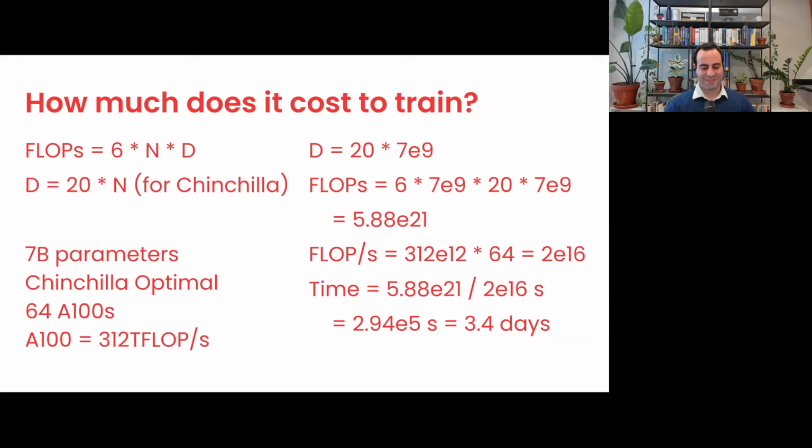And so you can see that gives me 2.94 times 10 to the 5th seconds. That doesn't mean very much to me as a human being, but 3.4 days does. And that's how long this is going to take to train. That's it. Awesome, right? I mean, that's all you got to do to calculate costs.